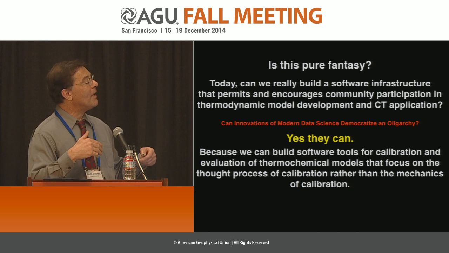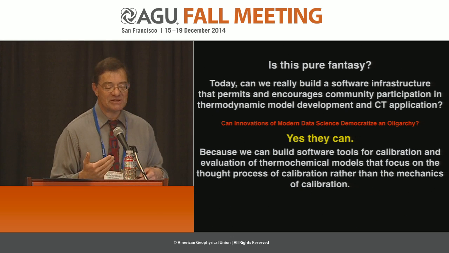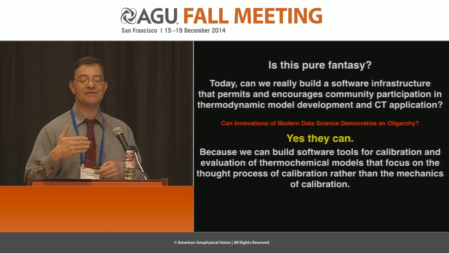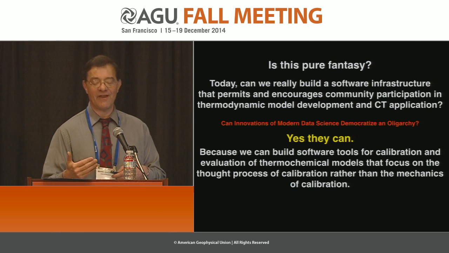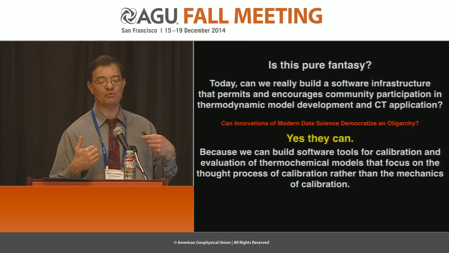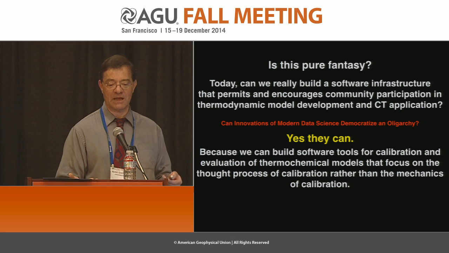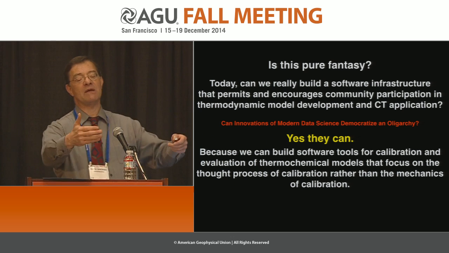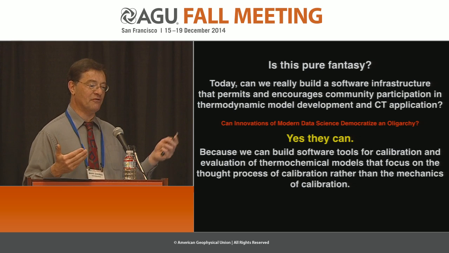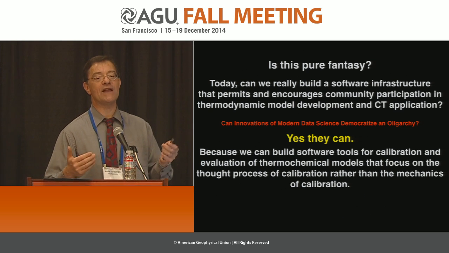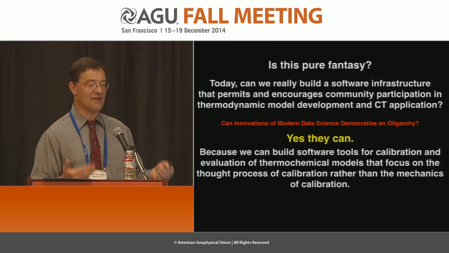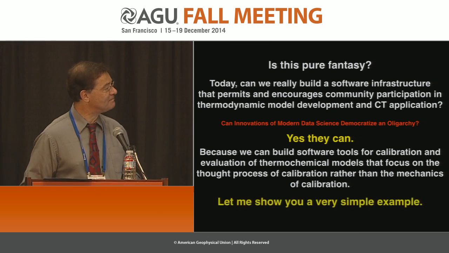And the reason that we can do this is because now we can actually build software tools that are as visually interactive and with the same kind of visual feedback as the tools we build to describe forward outcomes of the model. So MELTS immediately gives you a visual feedback as to what the phase relations are. I showed you a few of those, right? Well, why not actually build software tools for calibration that have exactly the same kind of visual feedback?